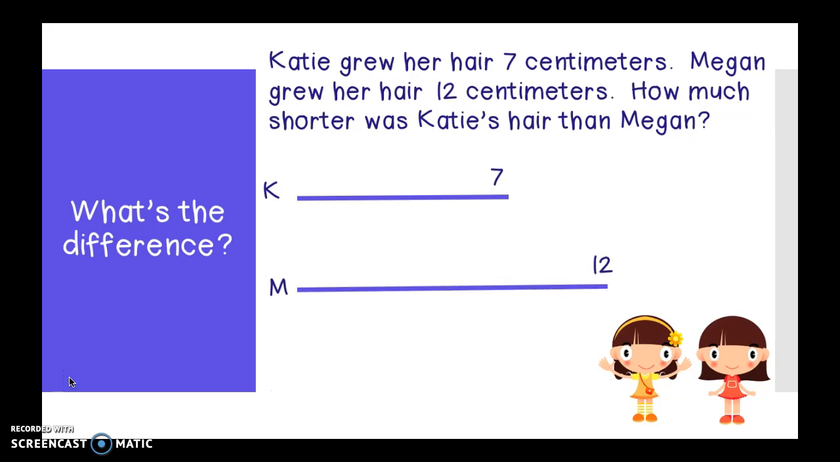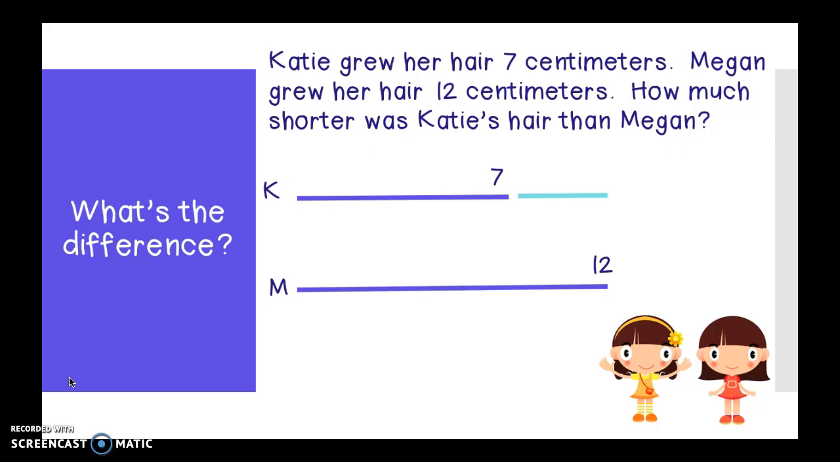What do you notice about my lines, friends? Yeah, I have good labels on there and the numbers so I don't get confused. I know that when we're comparing two numbers, when it says how much shorter, how much longer, how much less, how much more, those are all just trying to find out how they're different. And 7 is certainly different from 12. So I want to know the missing piece.